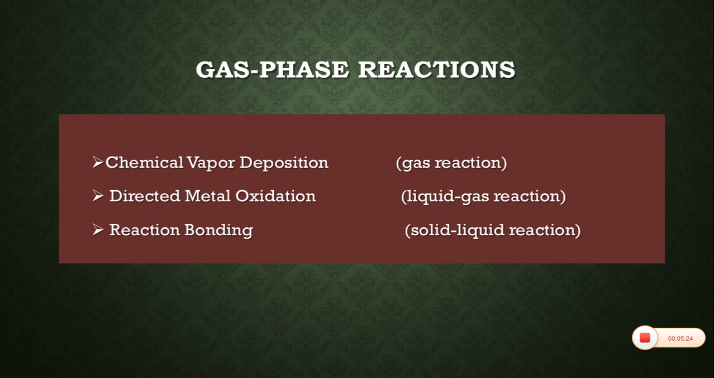First of all, we will talk about the gas phase reaction based fabrication methods. There are three types of gas phase reaction methods: chemical vapor deposition method, directed metal oxidation method, and the reaction bonding method. To briefly describe them, chemical vapor deposition is the method in which the desired material is formed by chemical reaction between the gaseous species, while the directed metal oxidation method is a reaction between liquid and gases, while the third one, the reaction bonding, is the reaction between solids and liquids.